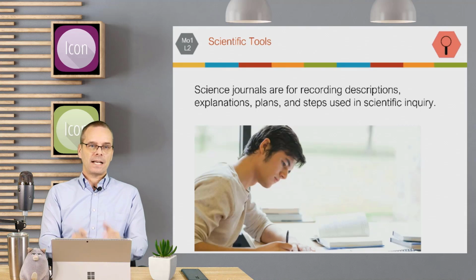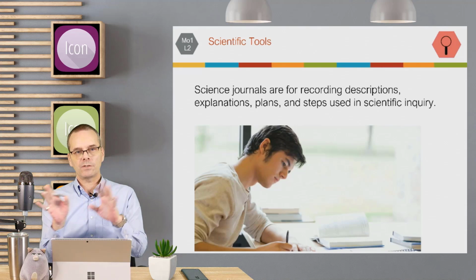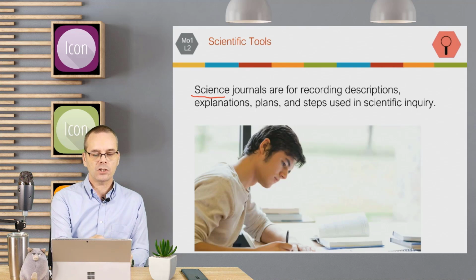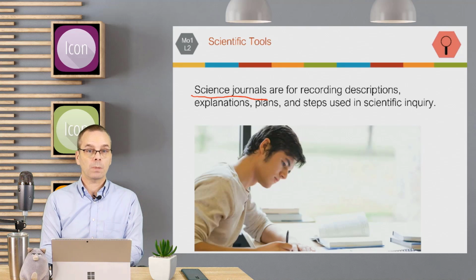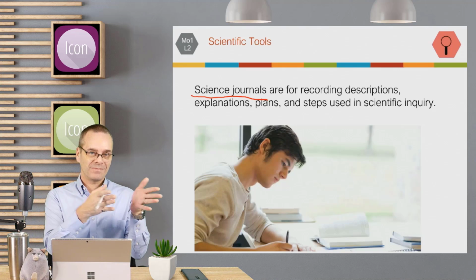Now let's talk about scientific tools. All right. The first thing that I think we've talked about before in other lessons is everybody should keep science journals. Science journals is where you record explanations, your plans for experiments, descriptions, observations, etc. It's kind of like a real journal, but for science.